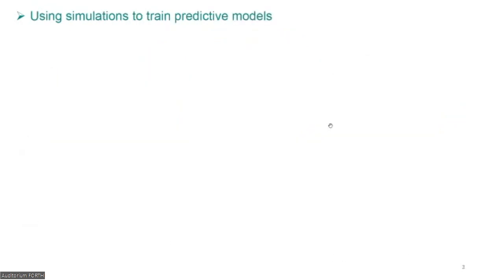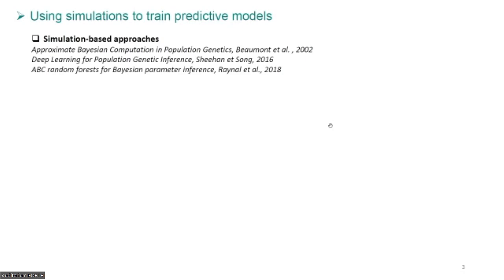And we will do that using simulations to train predictive models. So we talked a lot about simulations, the usefulness, the difficulties also. I can mention that it first developed strongly in demographic inference with approximate Bayesian computation, in which we estimate a posterior distribution of demographic parameters by comparing summary statistics from simulated genomic data and real data.